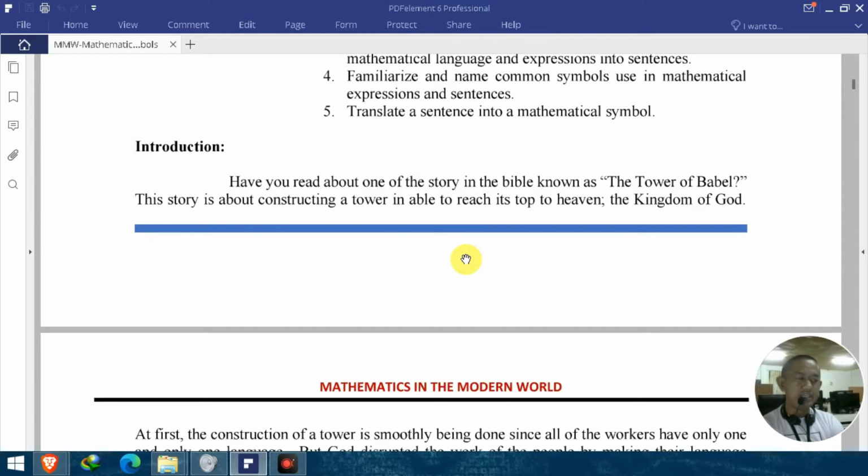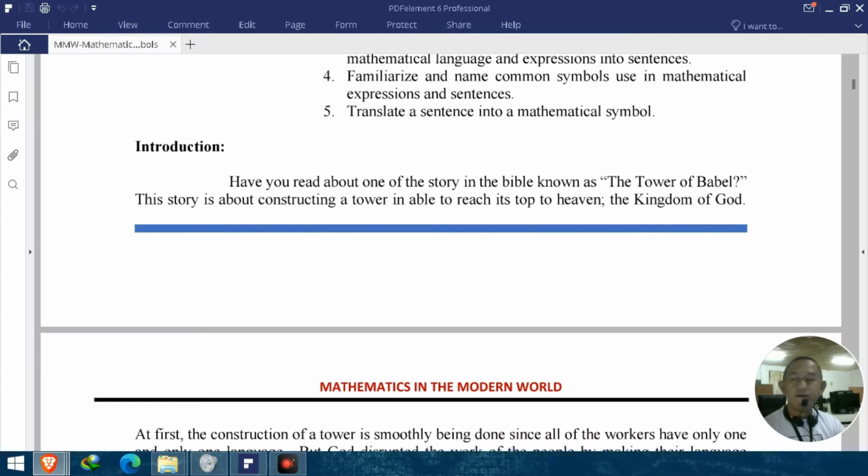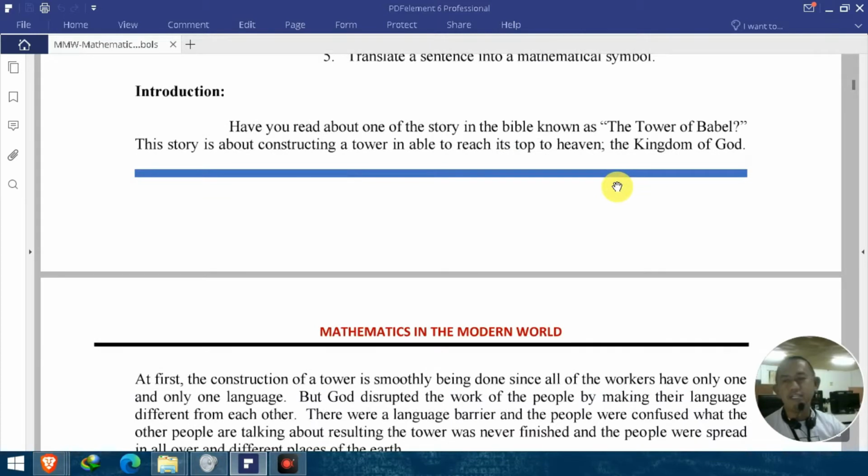On the first one, so that you can really identify what language is, there's the story of Babel, the Tower of Babel. This is a story about constructing a tower to reach the top, to heaven, the kingdom of God. It was just a story or a legend. Here we have the tower, and these are the people. Noticed the caption there: I have no idea what you are babbling about, and why aren't you working on the tower? According to the Bible, they constructed the tower to reach the kingdom of God.